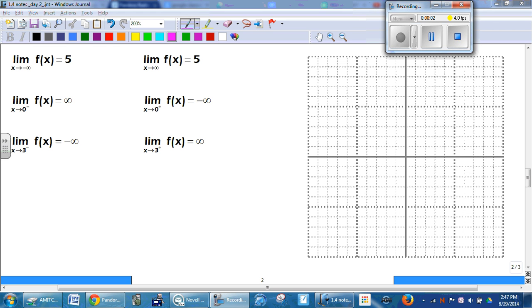Here, our first two limits are approaching negative infinity and positive infinity, and we're approaching a y value of 5. So as we go in both those directions, we have a horizontal asymptote of y equals 5. Then we're taking the limit as x approaches 0 from the left and right. One is infinity, one is negative infinity, so this is going to give us a vertical asymptote at x equals 0.